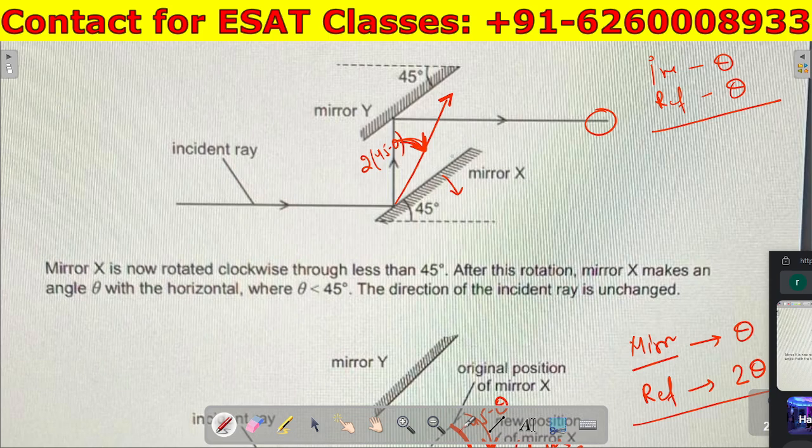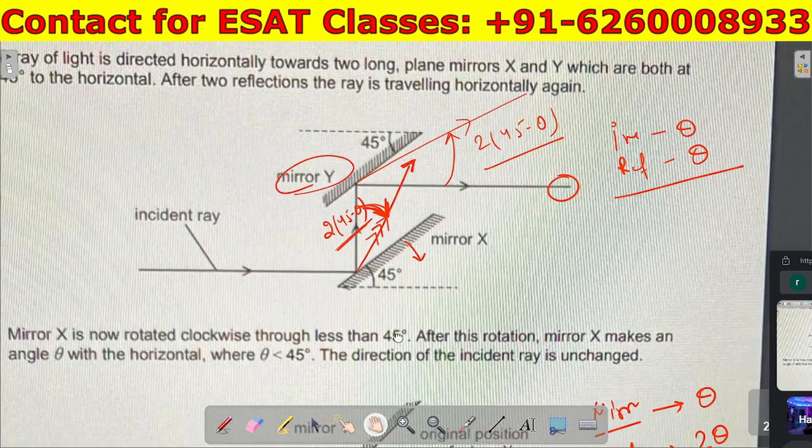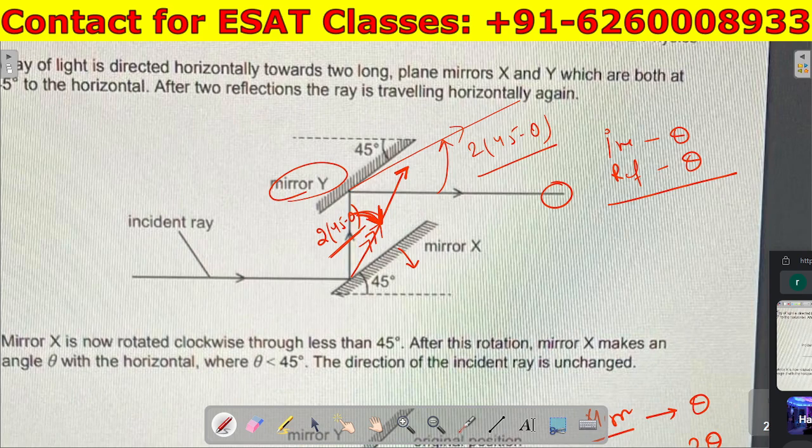If the mirror is fixed. So for the mirror y, this red ray was the incident ray, and it gets rotated by twice of 45 minus theta. It means if the mirror is kept at rest, with no rotation, the reflected ray will also get rotated by twice of 45 minus theta, right? Is it okay now? If mirror y does not get rotated, your final ray will get rotated by an angle twice of 45 minus theta.